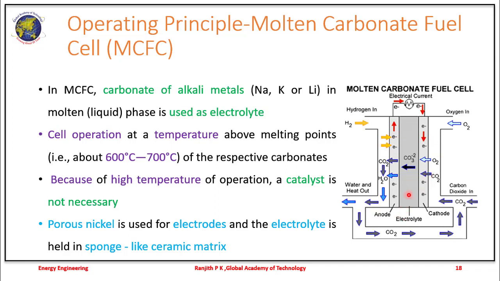and the cell operation is at a very high temperature, usually in the order of 600 to 700 degrees Celsius. Because there is a high temperature of operation, catalyst is usually not used, and the porous nickel is used for the electrodes, and the electrolyte is held in a sponge like a ceramic matrix. So there is a matrix formation which is spongy in nature, and the electrolyte is held in this matrix.